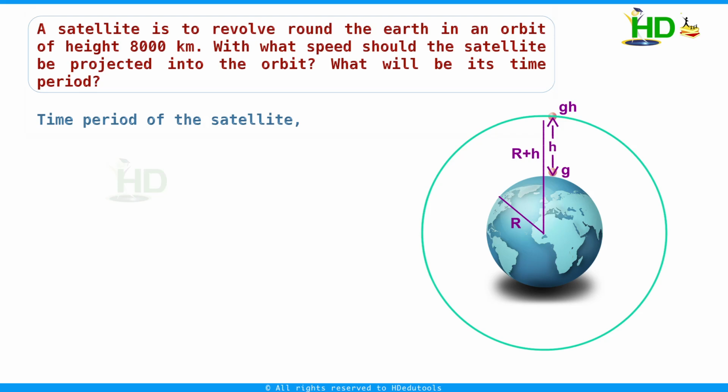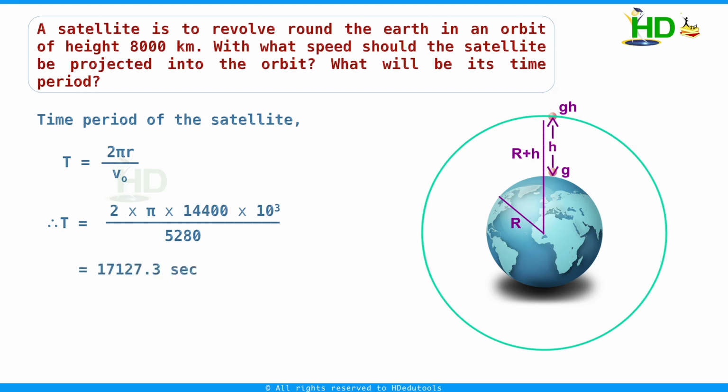The time period of the satellite is T equal to 2 pi r by v naught. 2 into pi into r, where r is the distance of the satellite from the center of the Earth, is 14,400 into 10 power 3 divided by the orbital velocity, 5,280 meters per second. On simplification, we get this is equal to 17,127.3 seconds. To convert into minutes, just divide by 60. Now this is equal to 285.5 minutes. The same answer in hours is 4.76 hours.